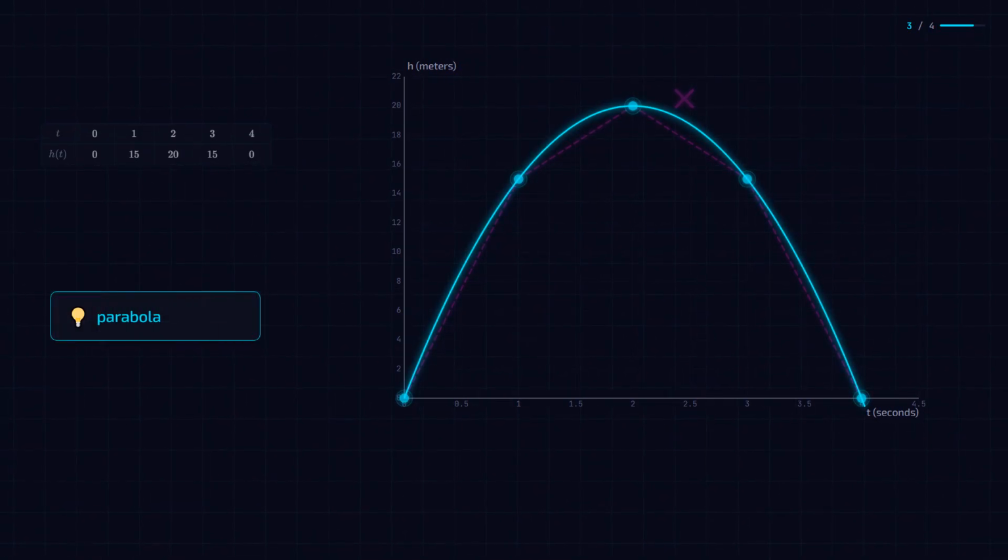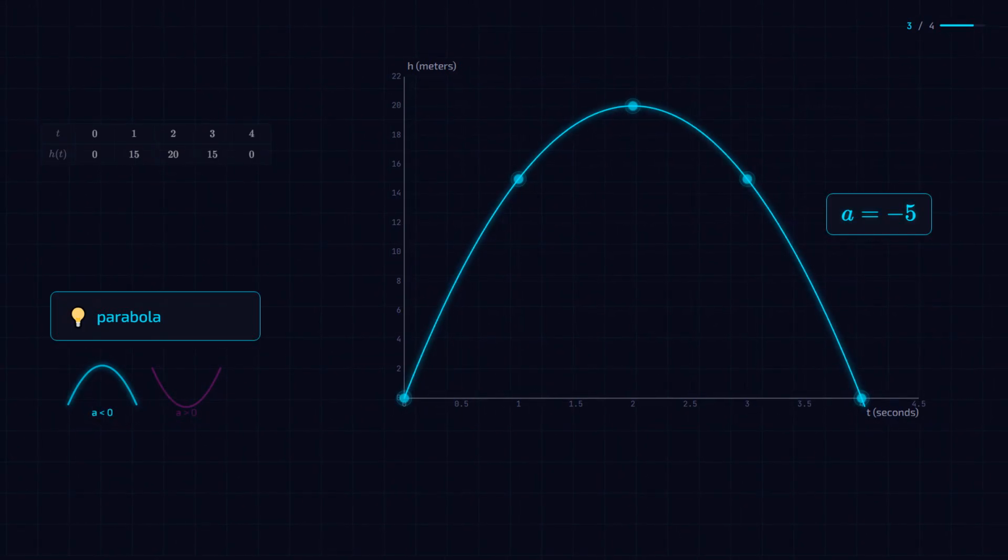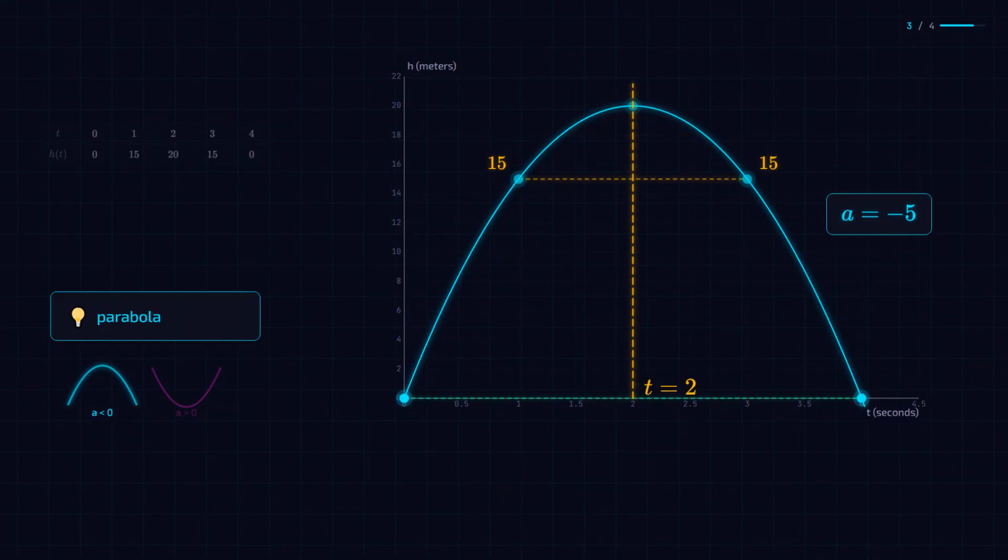This curve has a name, the parabola. Ours opens downward, a hill, not a cup, because A is negative 5. And it's hiding a secret. 1 second and 3 seconds give the exact same height, 15. 0 and 4, both 0. The left side mirrors the right. Every pair balances around the same center, exactly halfway. T equals 2. That mirror line is called the axis of symmetry.